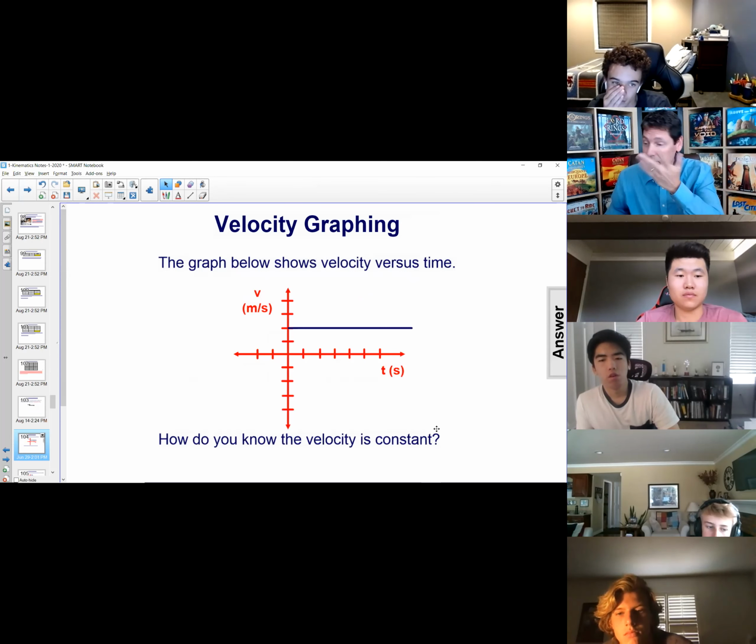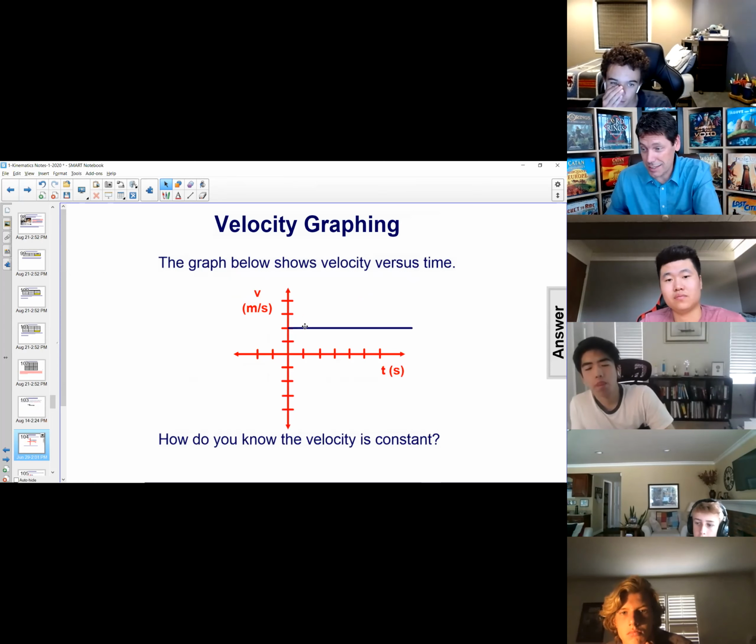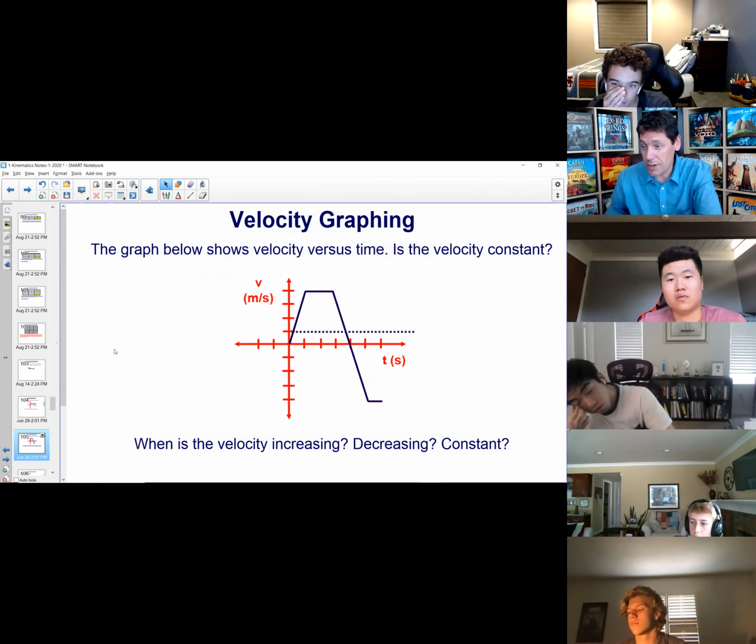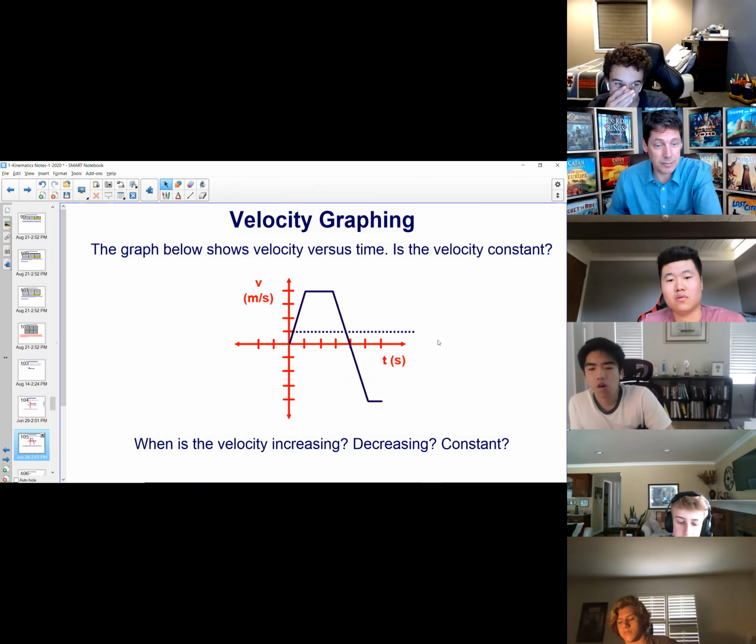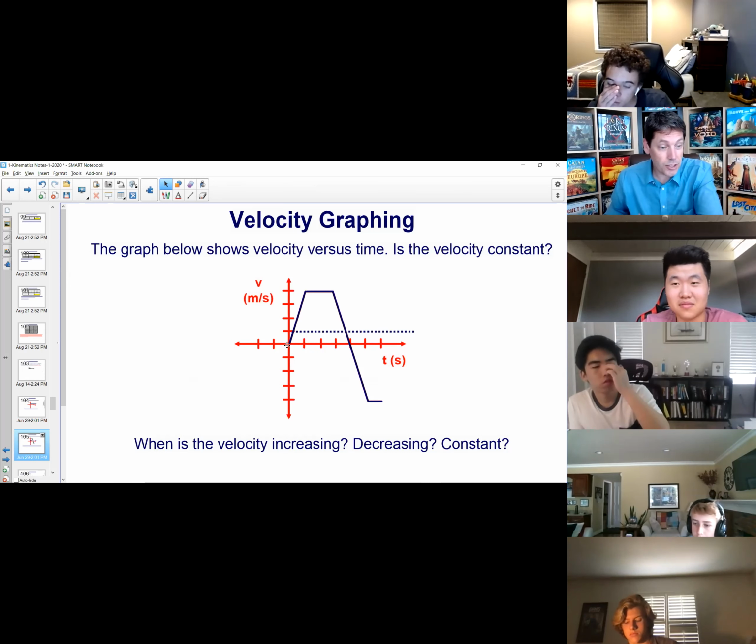Flat line. Yeah, it's a horizontal line. So it's a velocity time graph. It is a horizontal line. Velocity is not changing. Super simple. All right, this graph is also velocity versus time, but is the velocity constant in this scenario? Clearly not. Yeah, it's changing. It's clearly not constant.